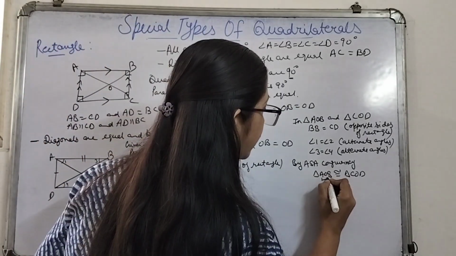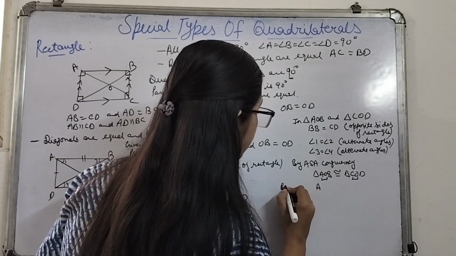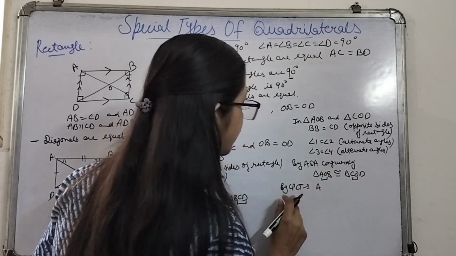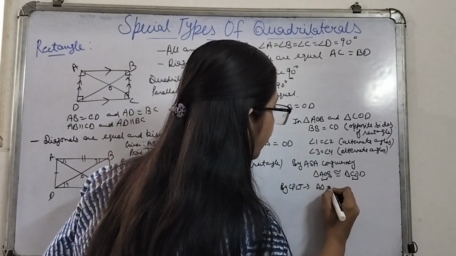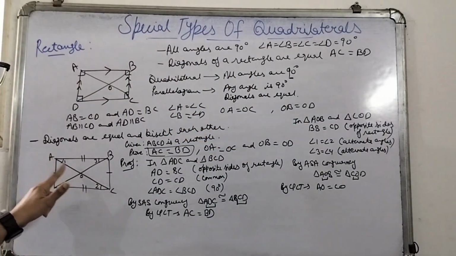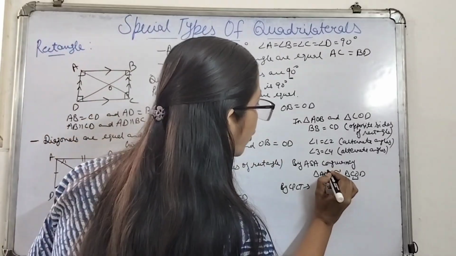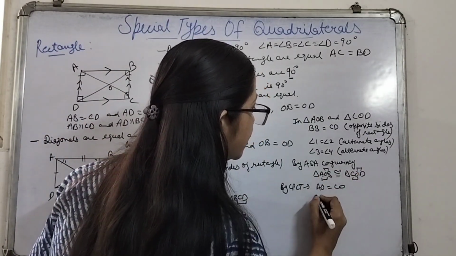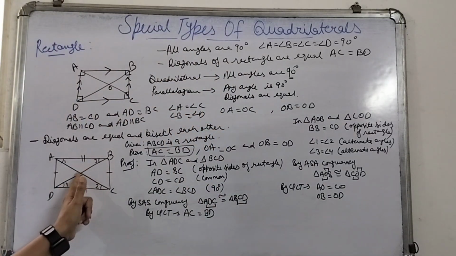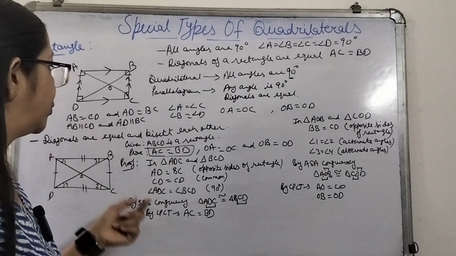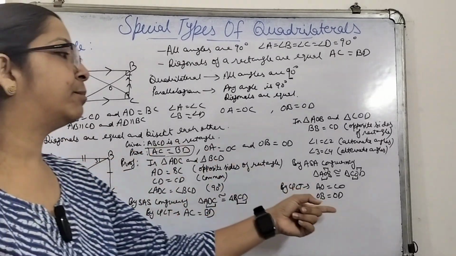So the corresponding part of AO will be OC. By CPCT, whose full form is corresponding parts of congruent triangles, AO will be equivalent to CO. These two parts are equal. And your OB corresponds to your OD, so OB will be equivalent to OD. So this is how we can prove that in a rectangle, diagonals are equal and diagonals also bisect each other.